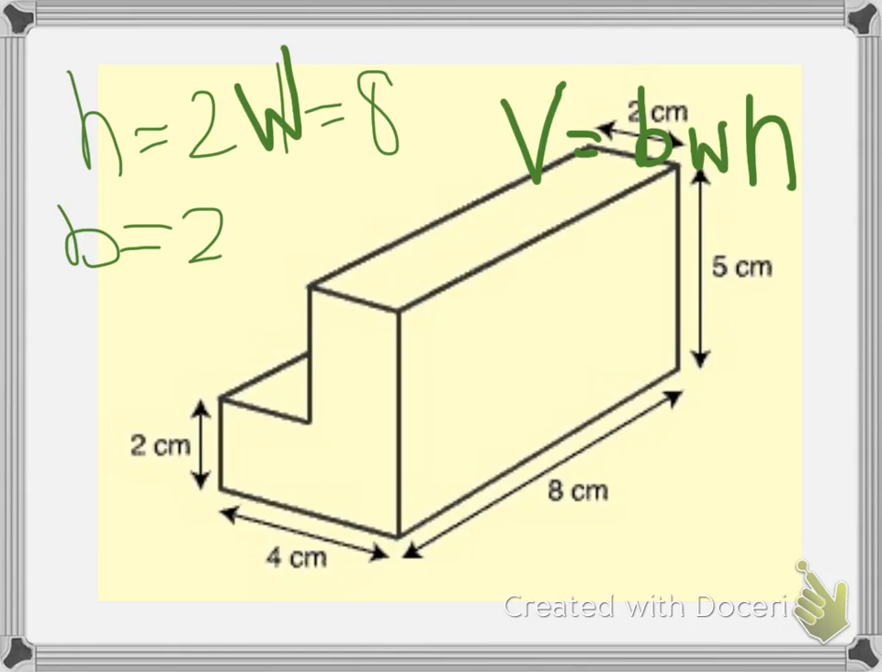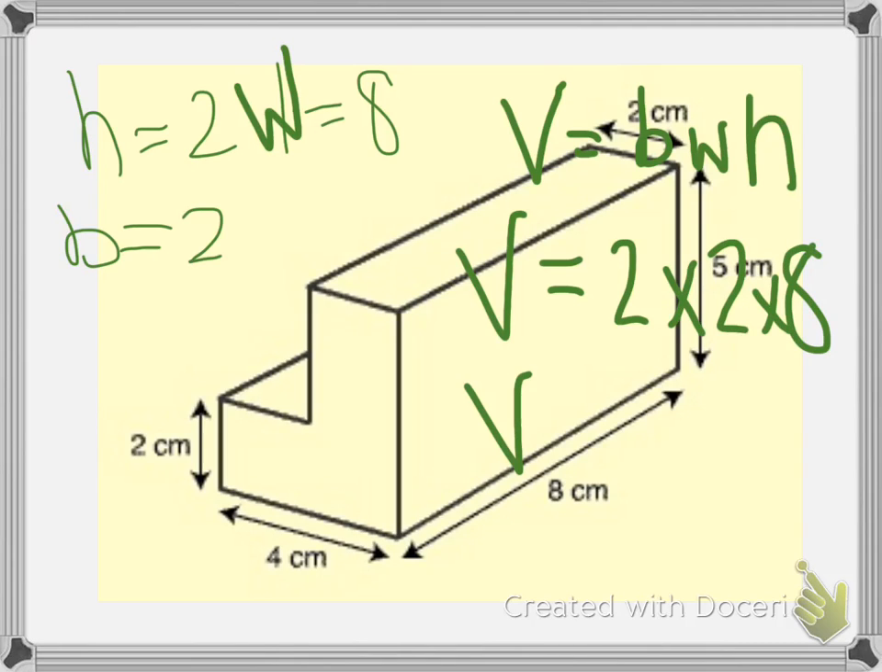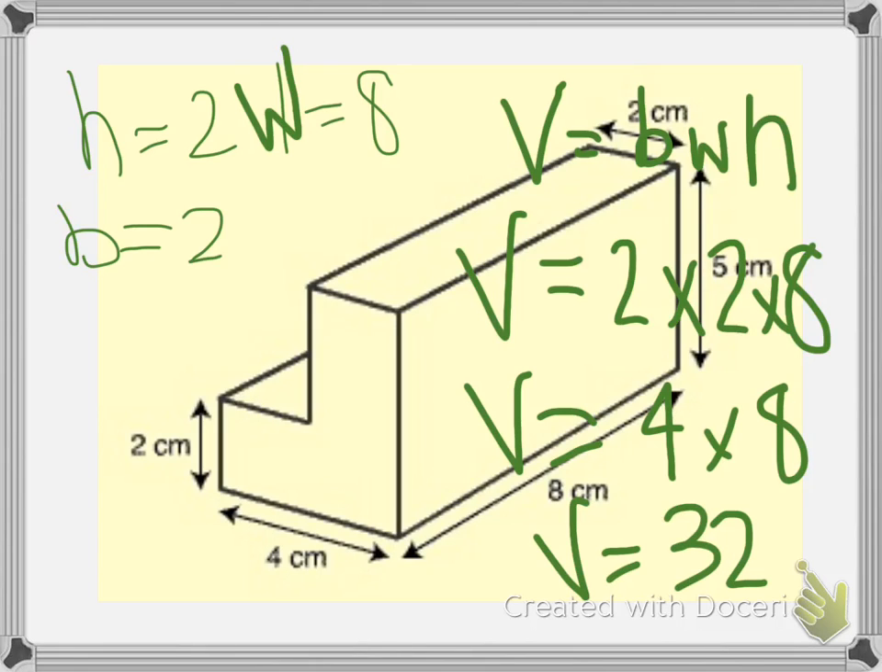Since we have all our measurements, we can fill them in. So we have volume equals 2 times 8, which equals 4 times 8. Volume equals 32. And that is not of the entire thing, but this 3D parallelogram right here. So the volume of this is 32.